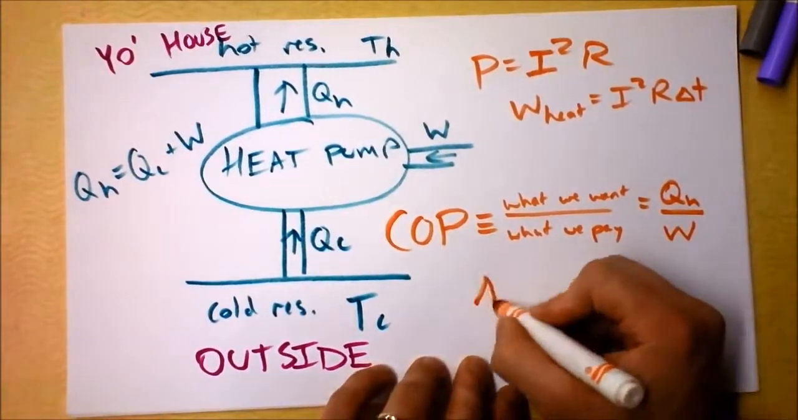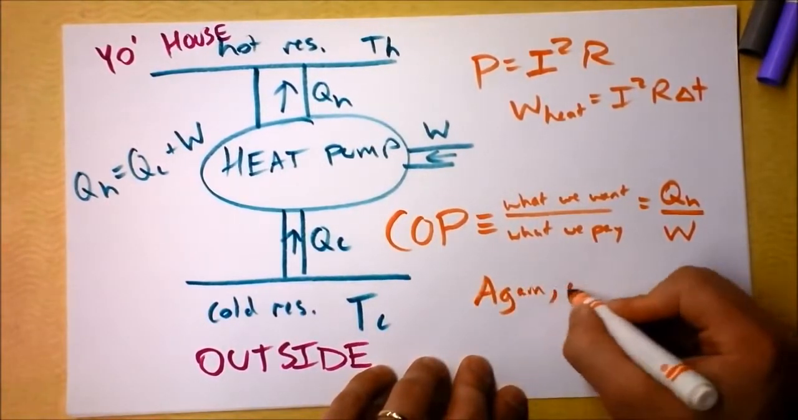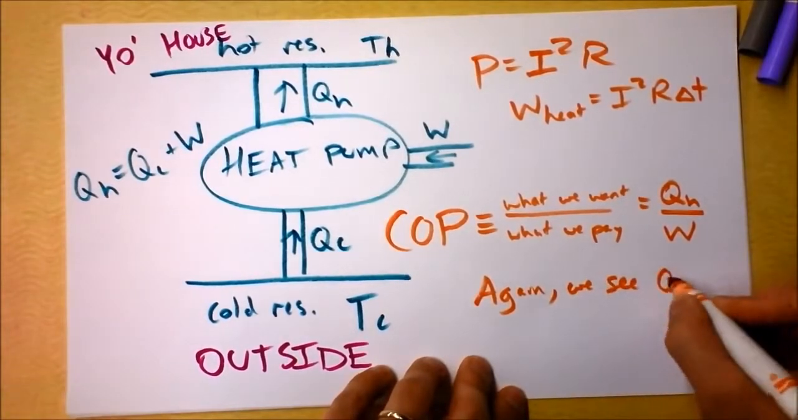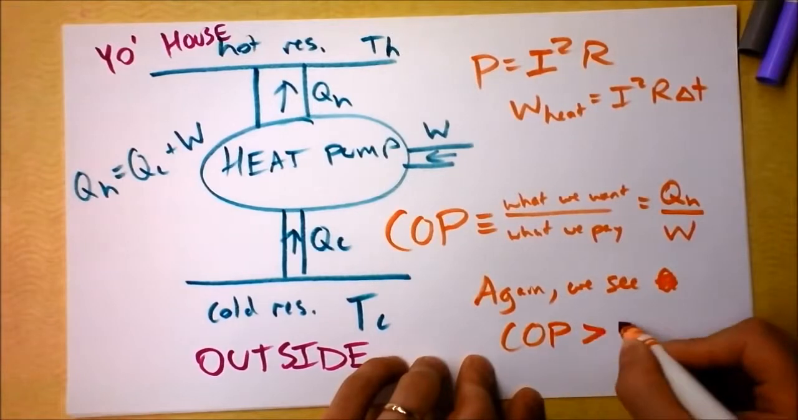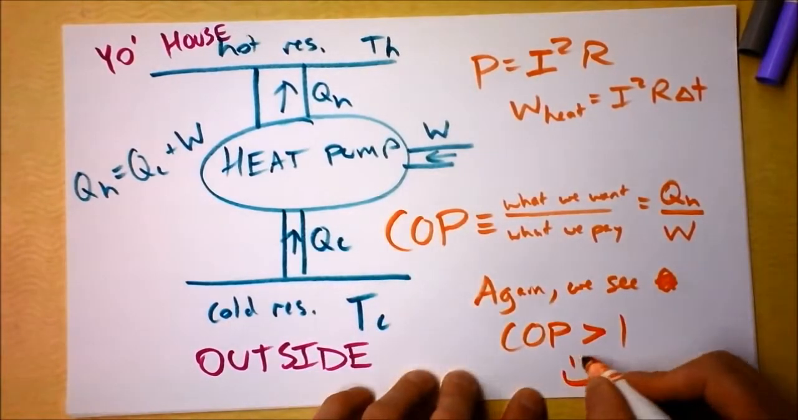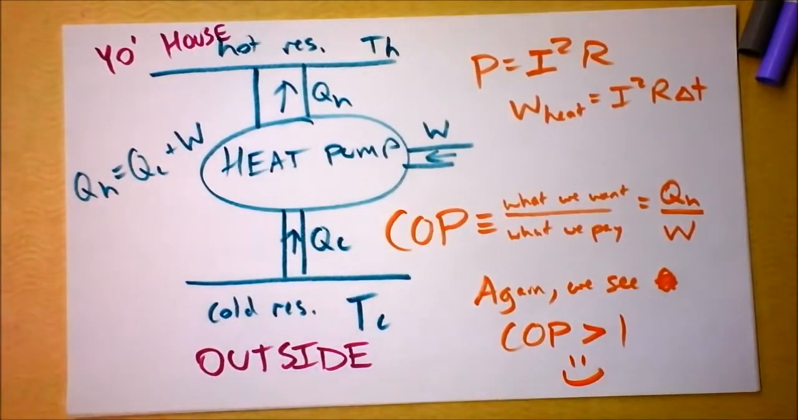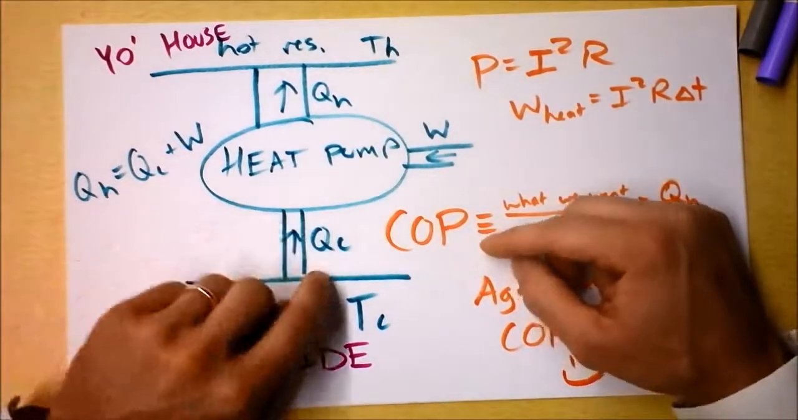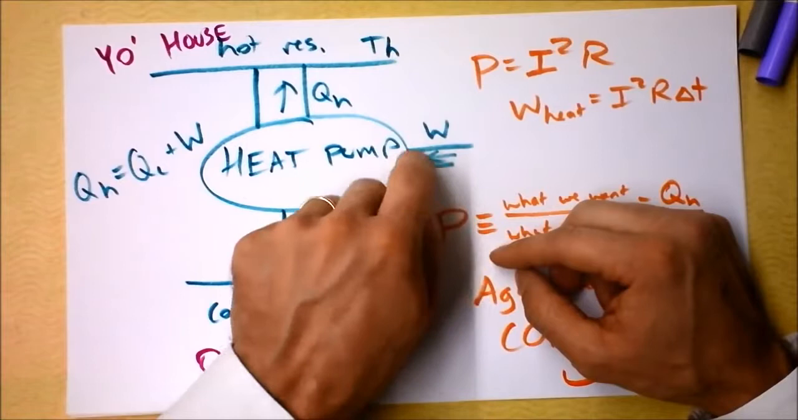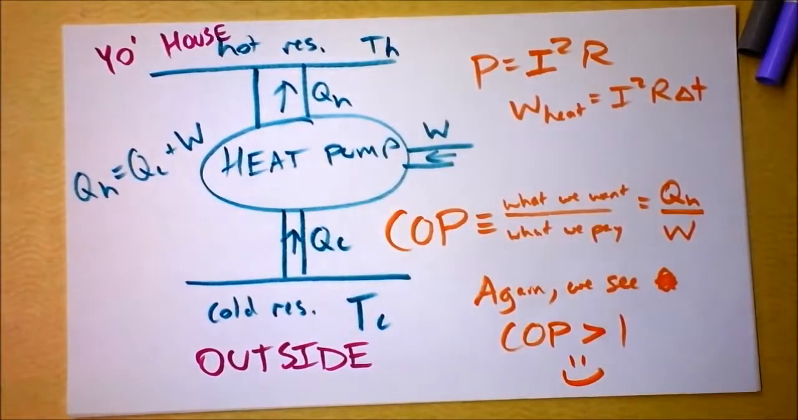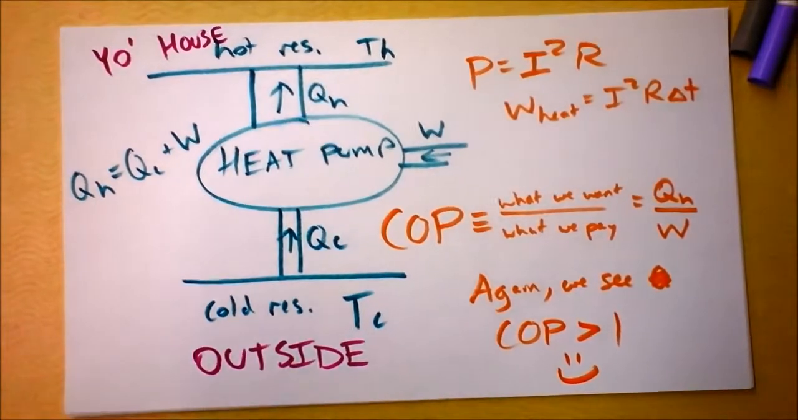And again, we see that we could have a coefficient of performance much greater than 1. And everybody smiles because now I can get 5 joules of heat in my house and only pay for 1 joule of electrical energy. That's awesome. Consider that for a little bit and buy yourself a heat pump. Stop burning gas. I guess that's about all I want to say there.